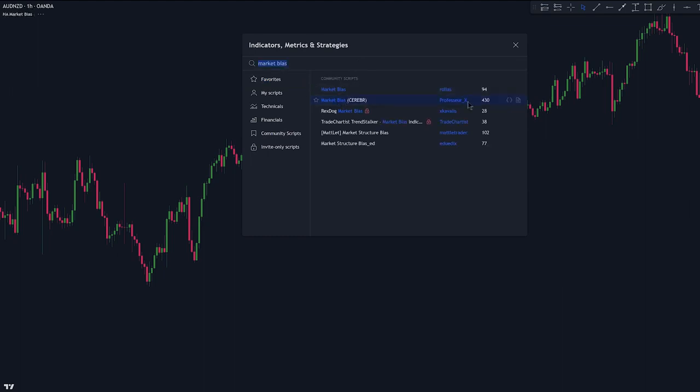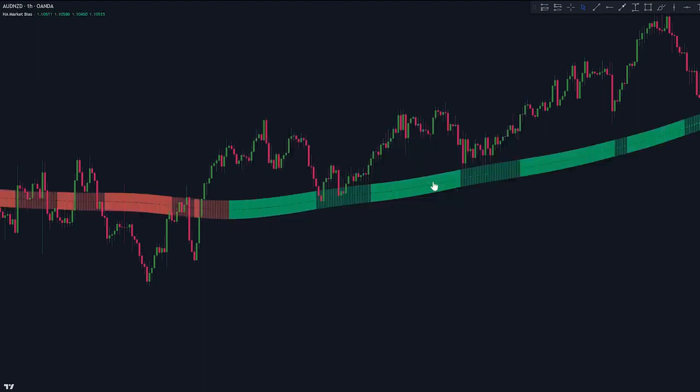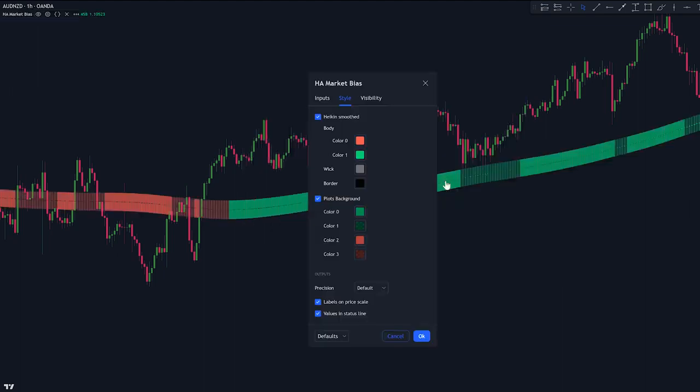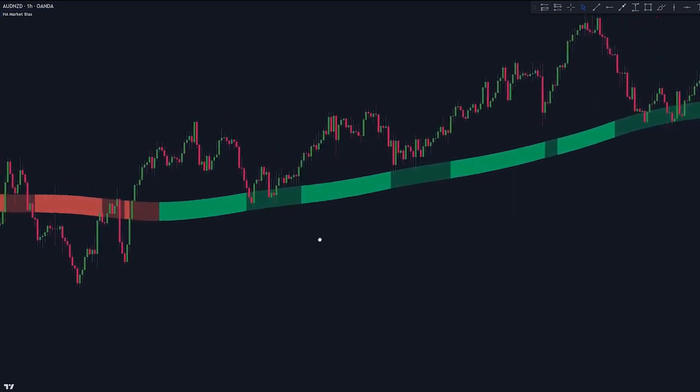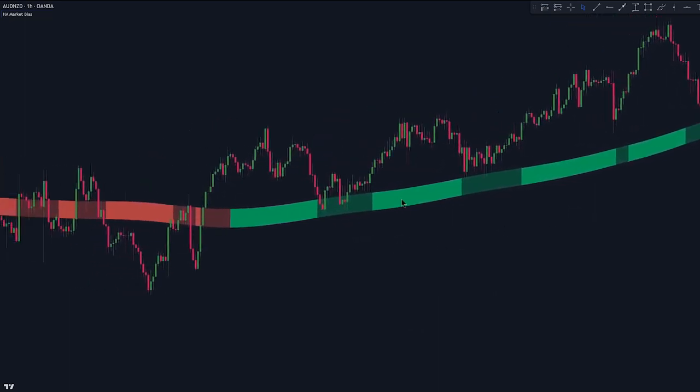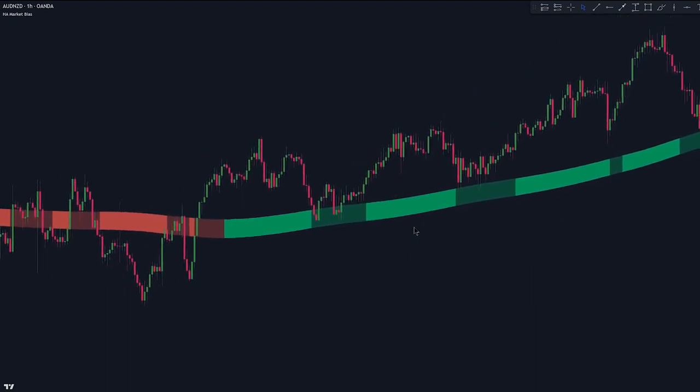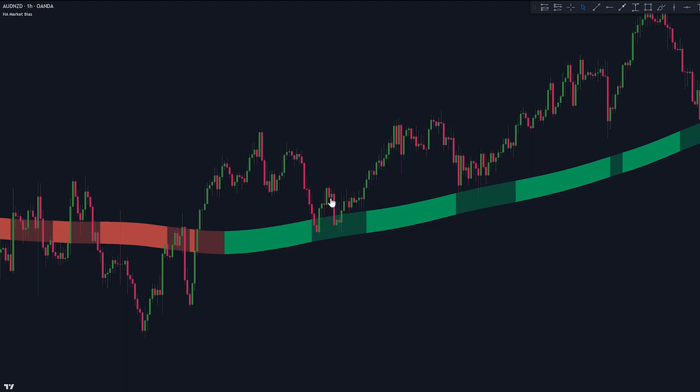This one by Professor X. Double-click on it to access the settings panel. On the Style tab, you're going to uncheck this first option and then click OK. Now, the way this indicator works to identify pullbacks is very simple. In a bullish trend, the normal trend color is bright green, like this one. Whenever the market does a pullback, this trend ribbon changes color from bright green to dark green, like it did right here. This signifies a pullback in a bullish trend.